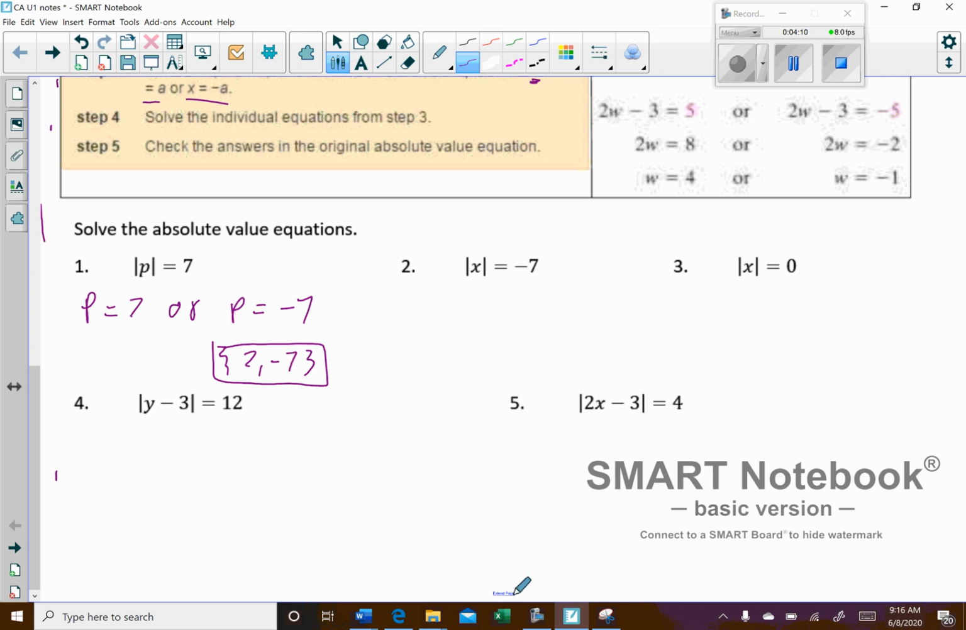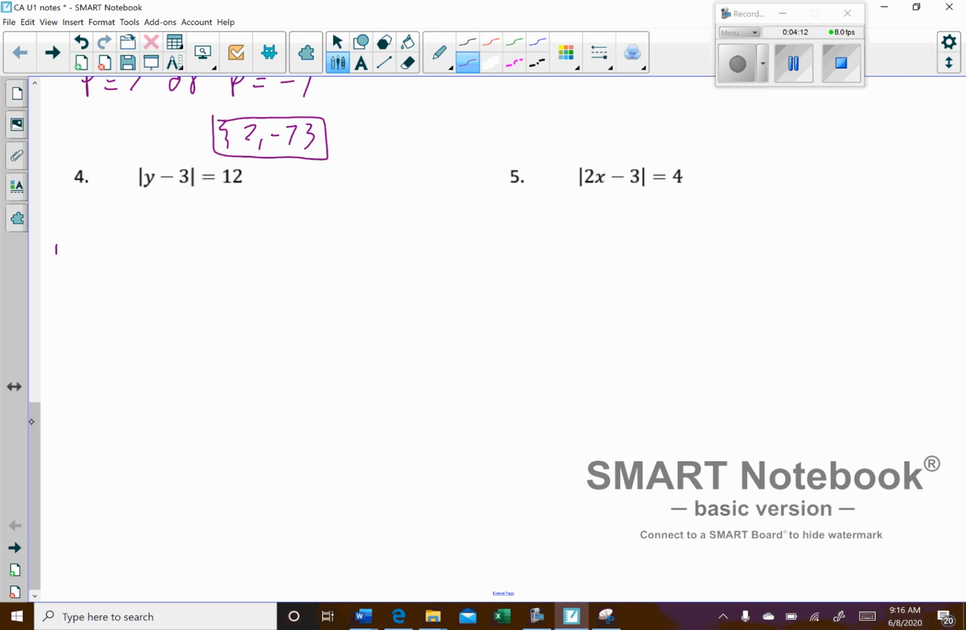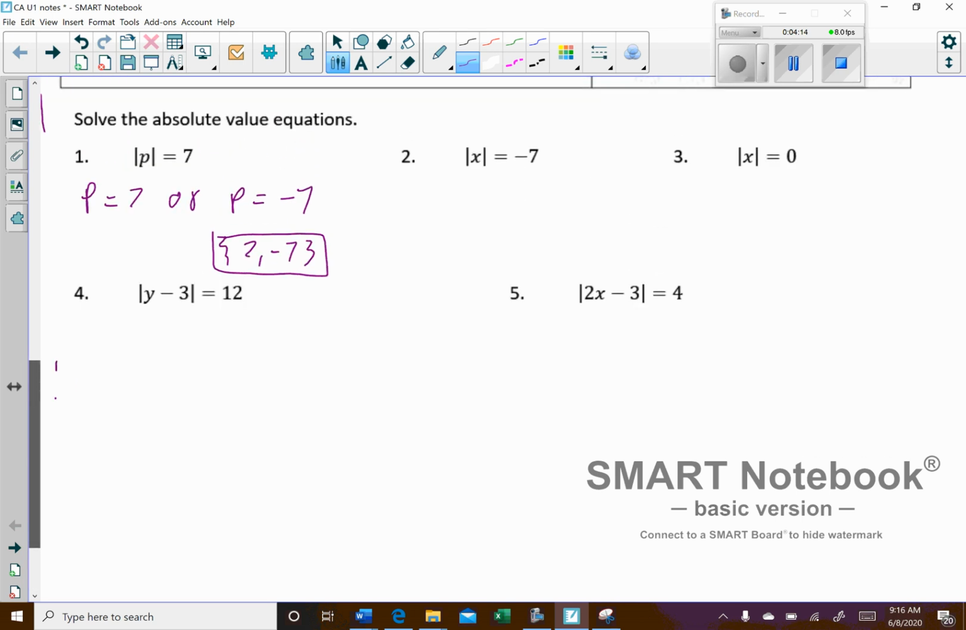Okay, number 2 is a trick question. We already kind of talked about this right here. What's going on is I have an absolute value equal to -7. That's impossible. So that one's going to be no solution. On your homework, it might give you the option for no solution, or it might have this symbol right here, and that's the same thing as no solution.